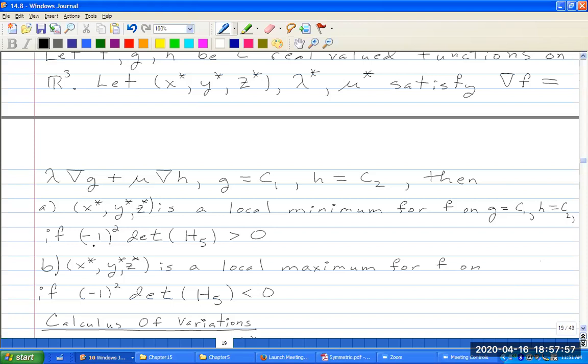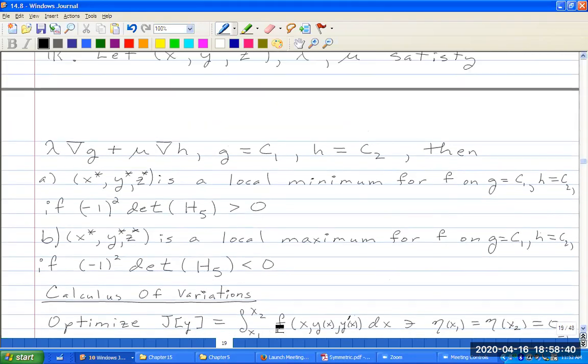if minus 1 squared determinant H sub 5 is greater than 0. One second, let me clean up before I say what is a true statement. Obviously, this was a typo. So (x star, y star, z star) is a local maximum for F on G equaling c1, H equaling c2, if minus 1 squared determinant of H sub 5 is less than 0.